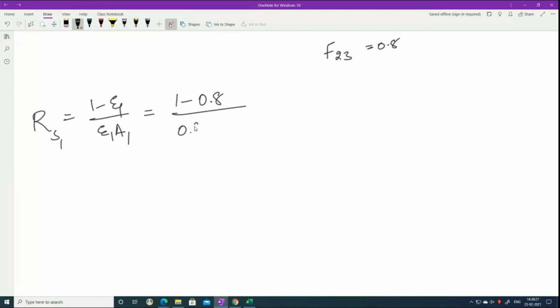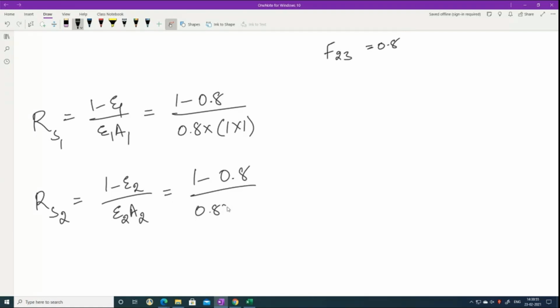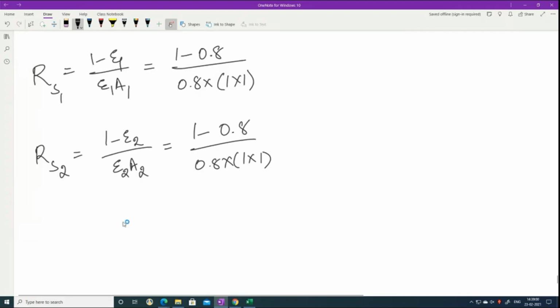By 0.8 into A1. A1 is given. What shall we do with A1? It is 1 meter by 1 meter, given in the question. So 1 into 1, you will substitute. That will be RS1. Similarly, we calculate RS2 also: (1 minus epsilon 2) by (epsilon 2 A2), which is equal to 1 minus 0.8, I think, right? Yeah, 0.8. It need not be 0.8 for both the things. It can be a different value also. As per the problem, we have to go. RS3 also, let's calculate.